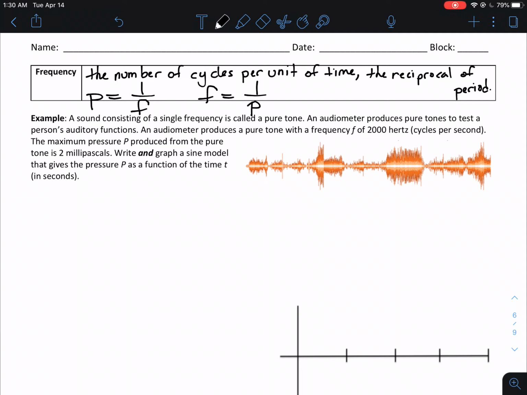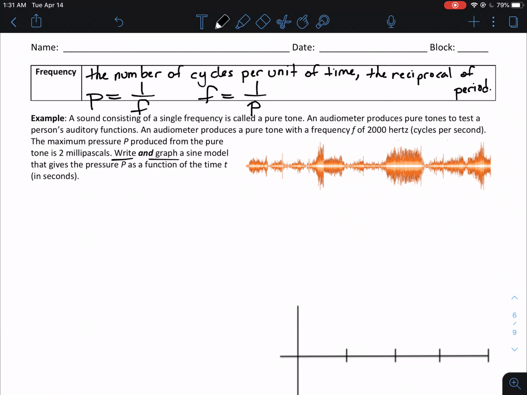Now, here's what I want to level with you guys. I don't know much about audiometers and how they work. But here's the cool part: if you understand the math behind it, you really don't have to understand how an audiometer works to be able to work through this problem. So let's find some of the key features to first write our equation, and then we'll work on our graph second. So writing our equation, let's think about some of the key pieces that we already know.